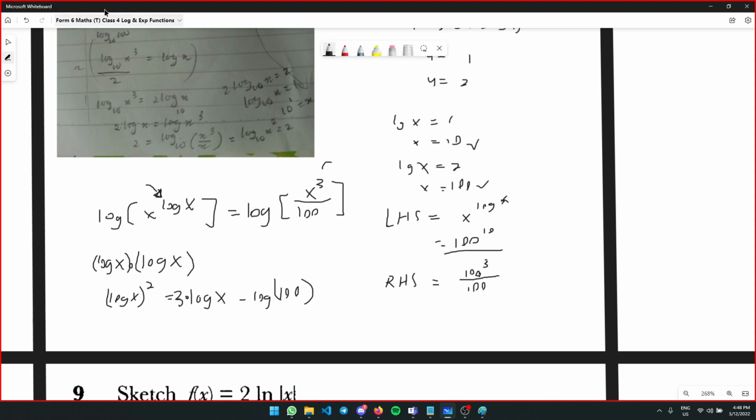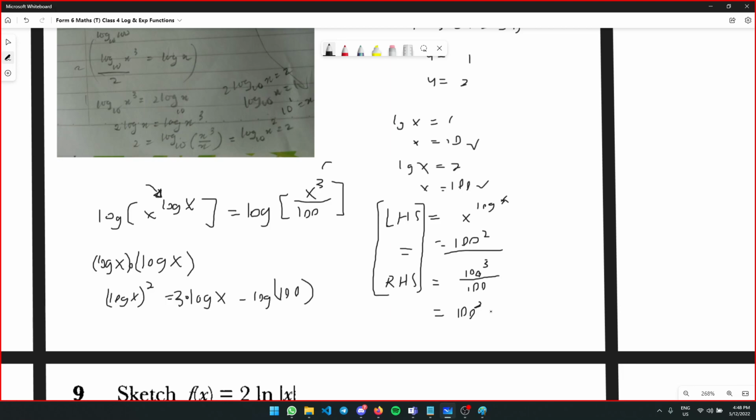Oh wait, this should be 2. Sorry. Yeah, log 100, right? So it'll be 2. So this also will give me log 2. So the right hand side equals the left hand side. The answer is possible. You can try it with 10 also. You'll get the same answer.